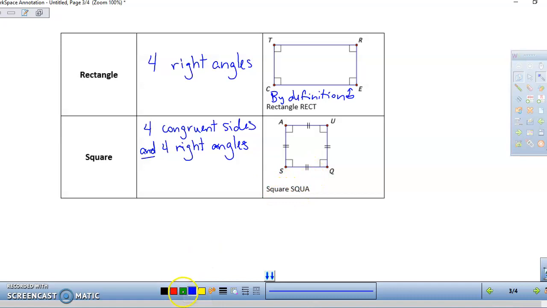Okay, one other thing we're going to do though is talk about how could we define square with just 2 words.